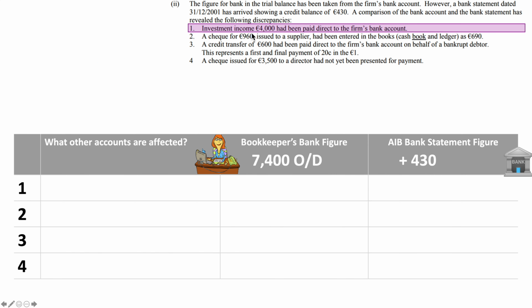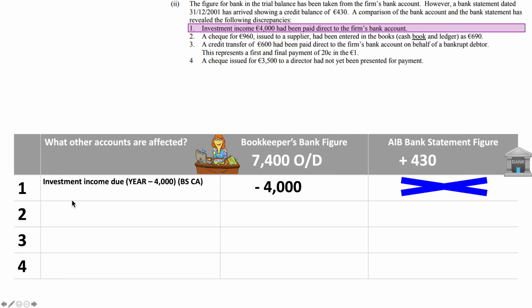So number 1, investment income €4,000 had been paid direct to the firm's bank account. So the bank know about this, nothing's going to happen in the bank, but €4,000 is going to be paid into the firm's bank account. So that's going to reduce the overdraft figure there by €4,000. What other accounts are we going to enter stuff into? Well, that will help us establish how much investment income is actually due. So we're going to have the amount for the year minus the €4,000 that has been received. And that is that.